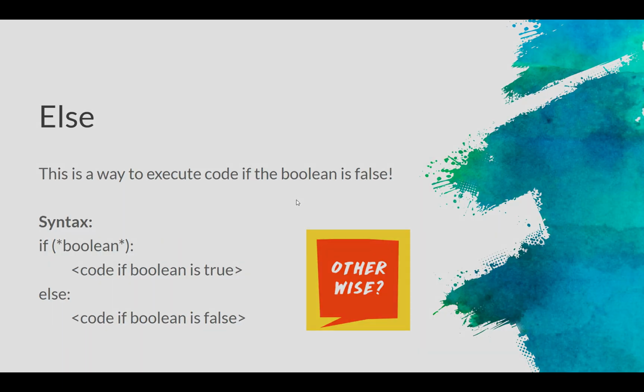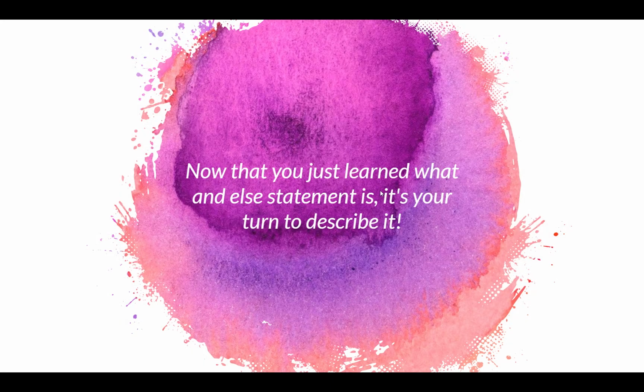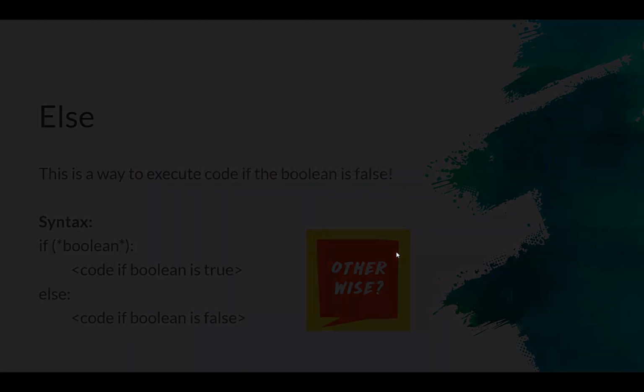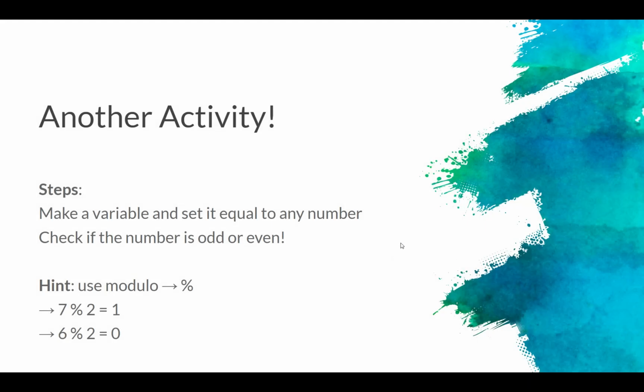You never run both. So now that you learned what an else statement is, try to describe it in your own words. Remember, think about this otherwise. Okay. So our next activity, make a variable, set it equal to any number, again could be 1, could be 1,000, and check if it's odd or even.